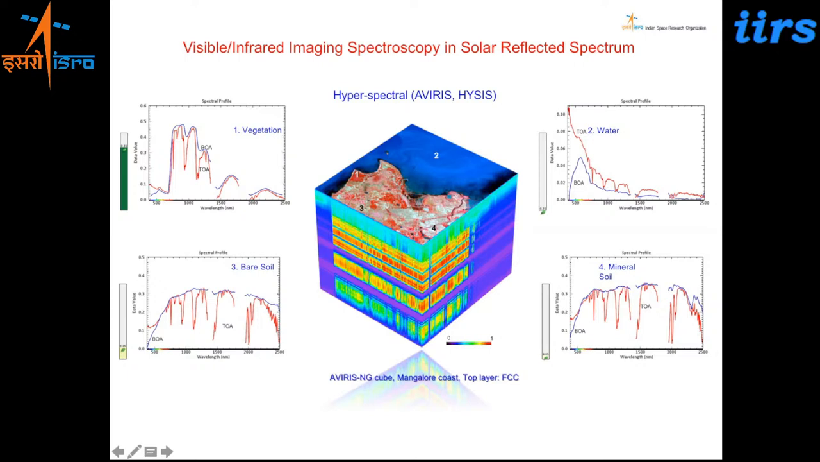This is the typical reflectance curve for the water body. Then this is the typical reflectance curve for the soils, as well as for the bare soil and the soil which has some mineral compositions also. So different types of surfaces can be characterized very clearly using this airborne hyperspectral data.